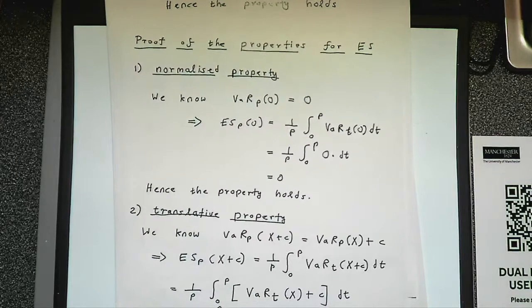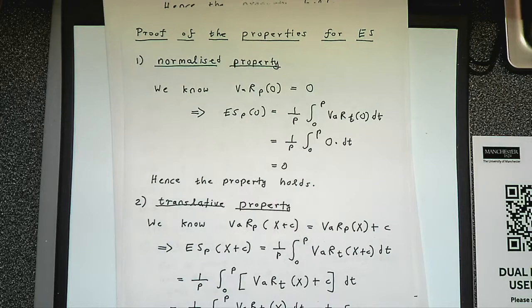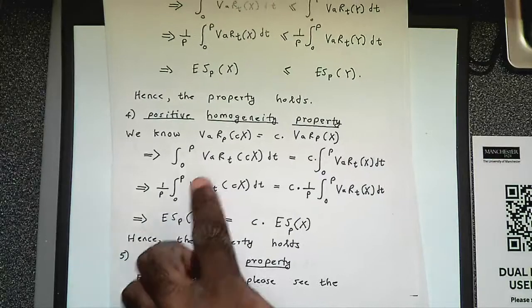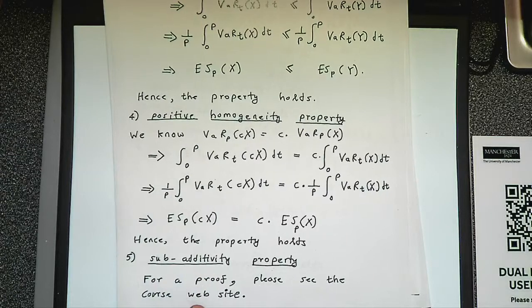Now, these are the proofs for the ES, the expected shortfall. So there's a proof for the normalized property. There's a proof for the translated property. And this is the proof for the monotonic property and the positive homogeneity property. And again, for the subadditivity property, the proof is on the course website. If you go to the course website, you will see a link giving the proof for the subadditivity property of expected shortfall. All right, guys.